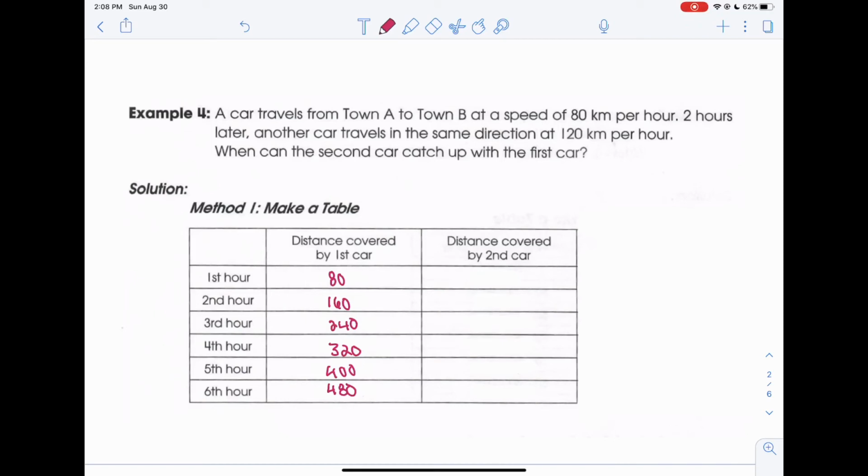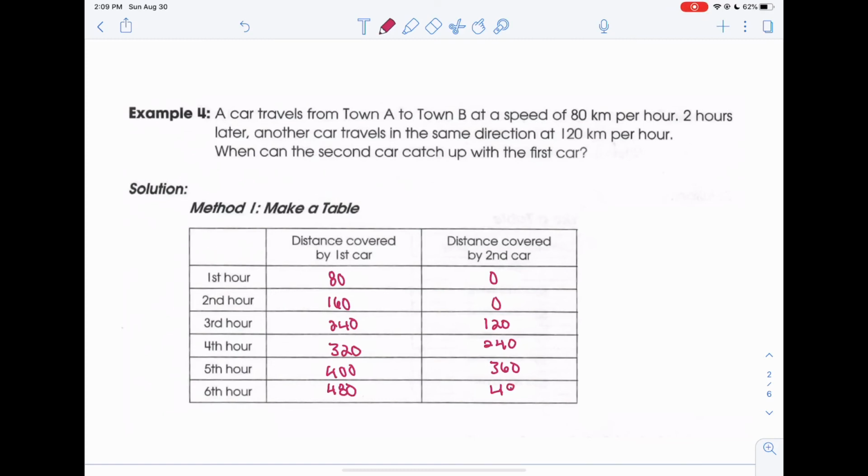Now, 2 hours later, another car travels in the same direction. So that means that for the first hour, it wasn't driving yet, right? So it hasn't covered any distance. For the second hour, it hasn't either because it didn't start driving until 2 hours later. And it says 120 kilometers per hour. So then we start off with 120. Another hour, it has traveled another 120. So that means that we'll have 240 for the next hour. And then another 120. And then another 120.